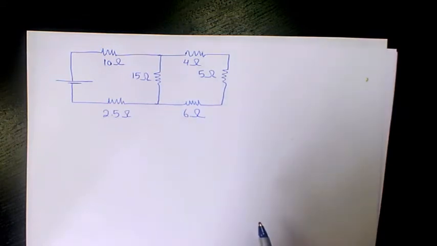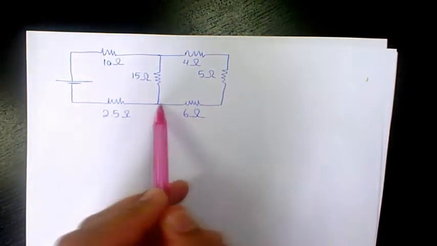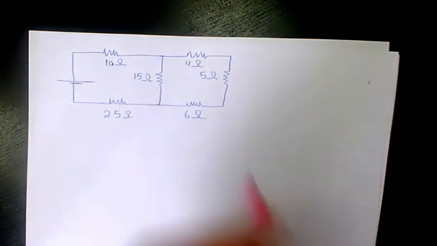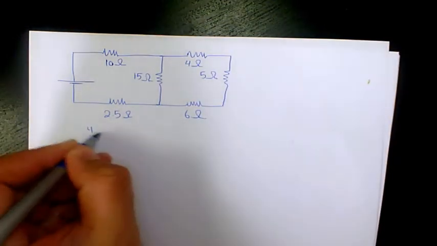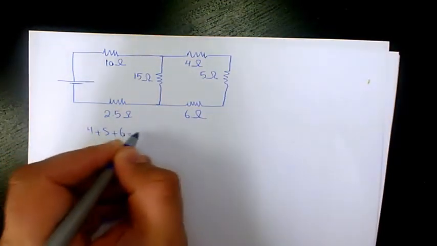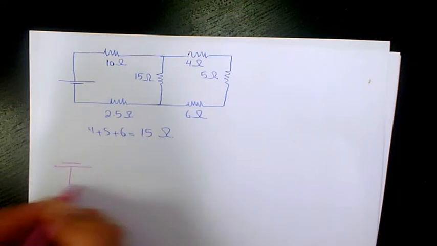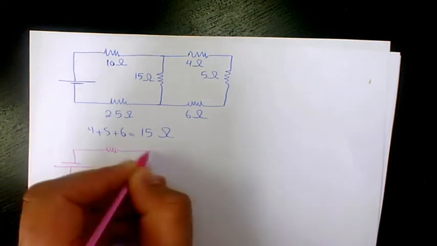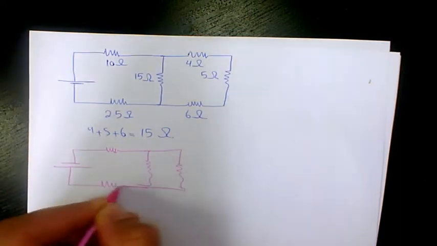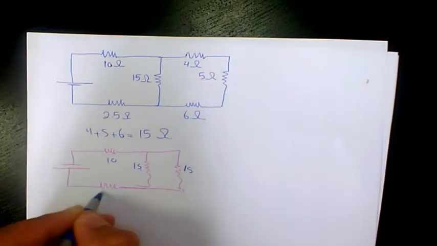Now I need to find out the equivalent resistance in this example. So here, these three resistances are on the same row, so they are in series. So equivalent is going to be 4 plus 5 plus 6, which is going to be 15. So that's going to be 15. This one is going to be 15, 10, and 2.5.